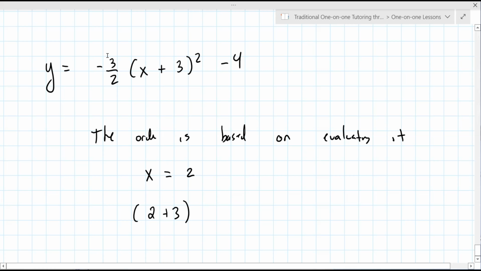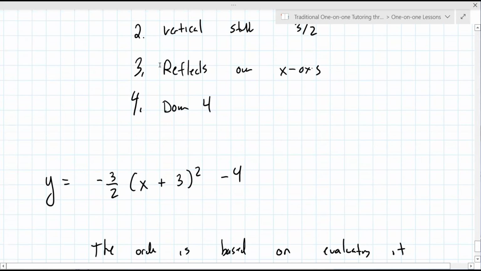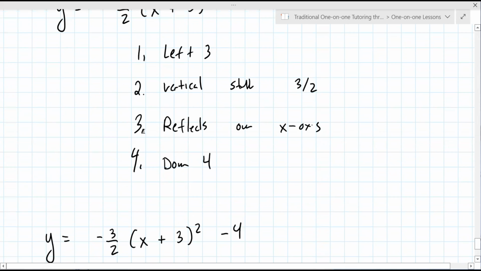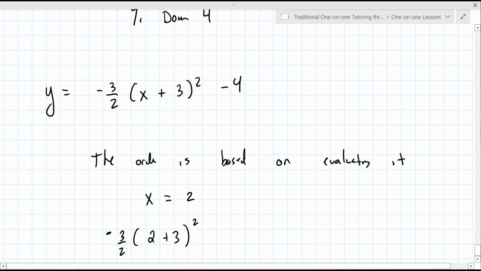Then you'd multiply by the -3/2. Wouldn't you do the exponent first? Yeah, you would square it, but that's part of the parent function. But you would then multiply by the 3 halves. That was the vertical stretch. Then you'd negate it. Then you would subtract 4. So the order is really based on what you would do to evaluate it.